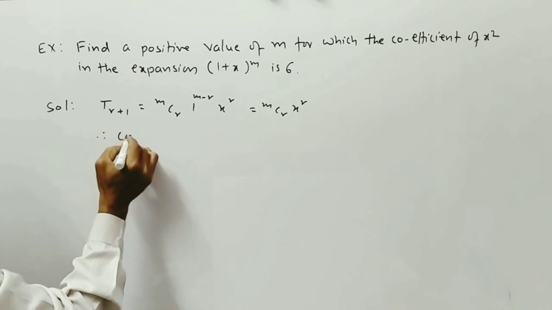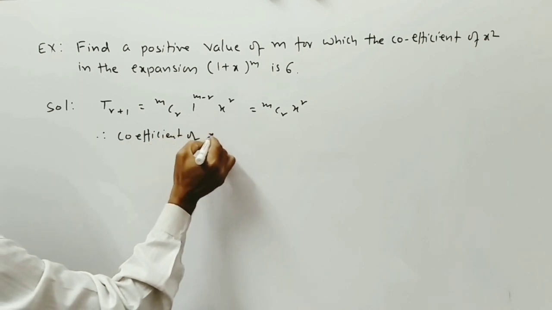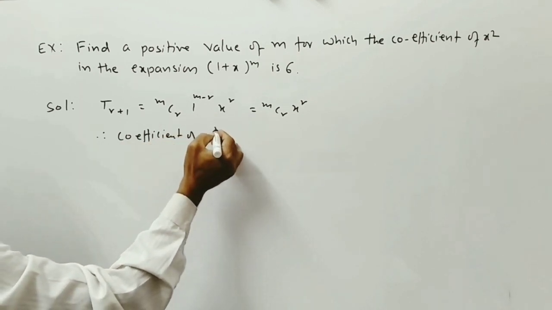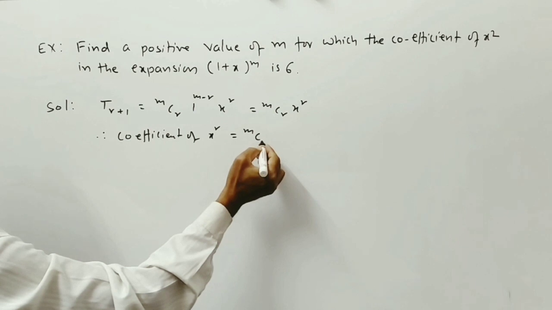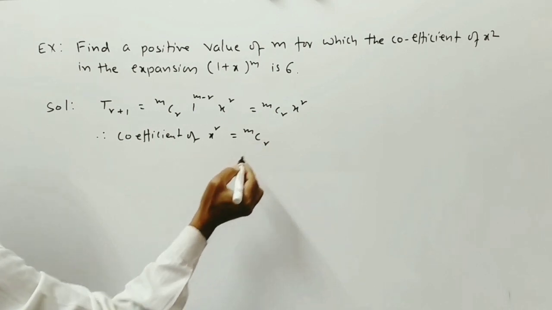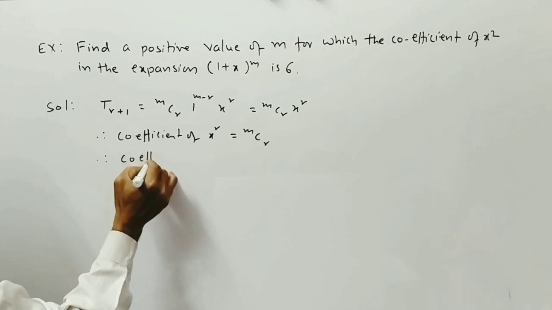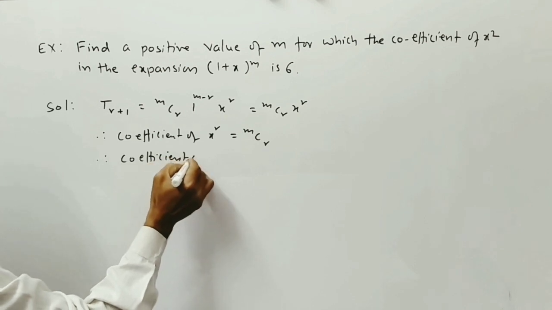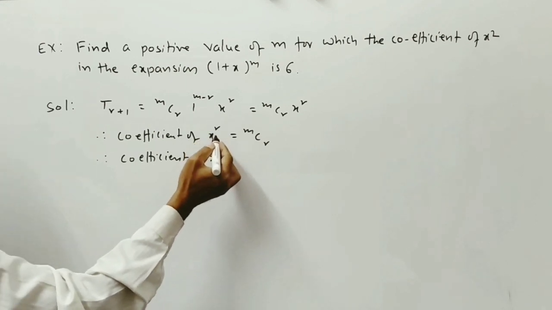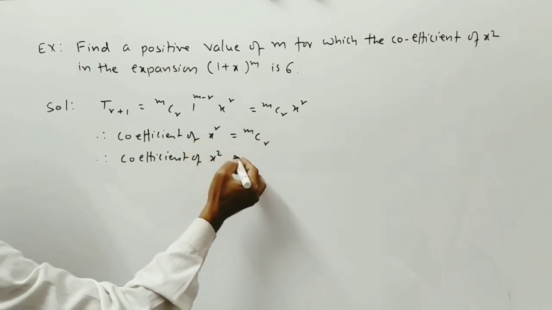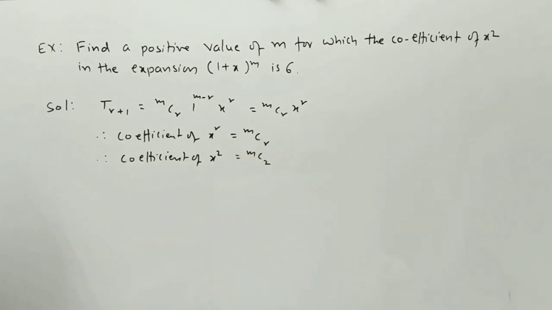Therefore, coefficient of x raised to the power r is equal to m c r. So, coefficient of x square, when r is equal to 2, is m c 2.